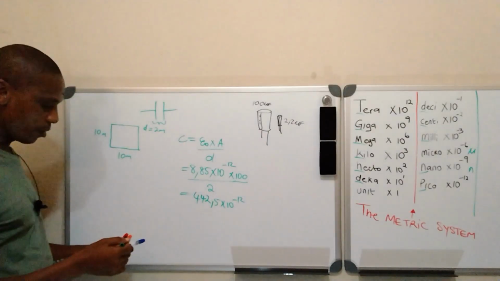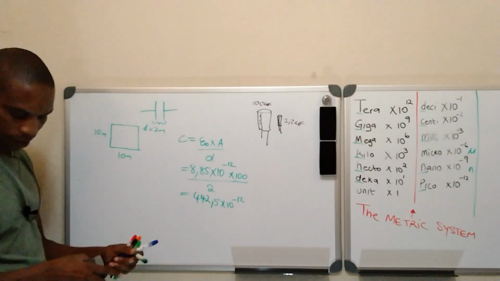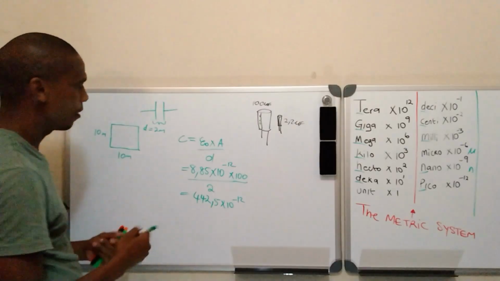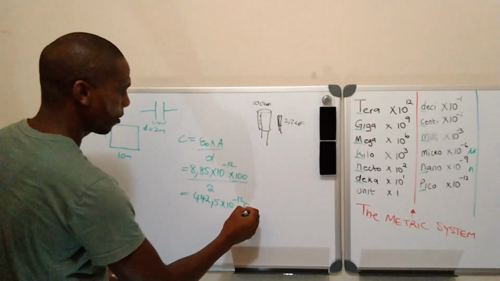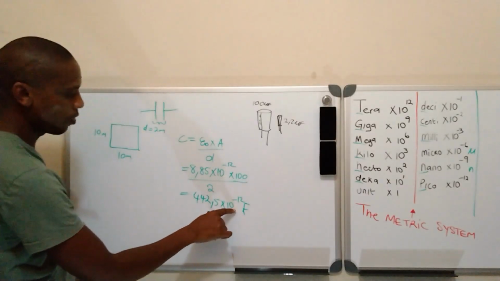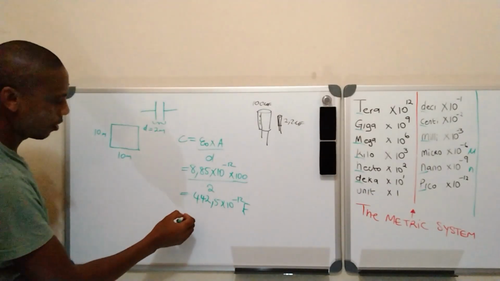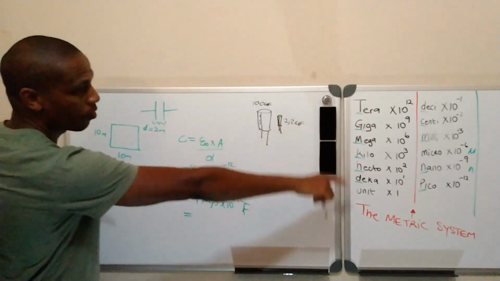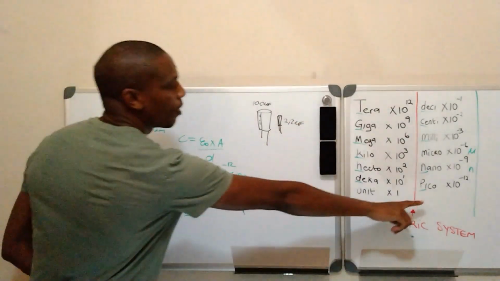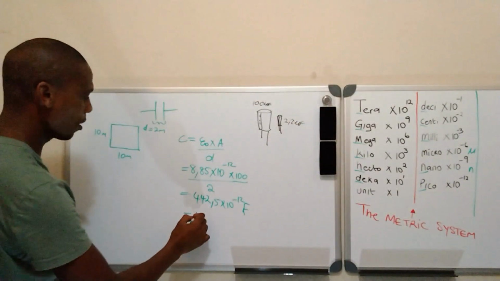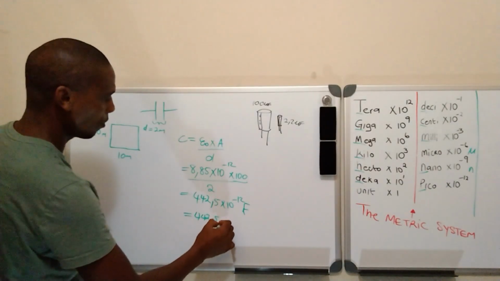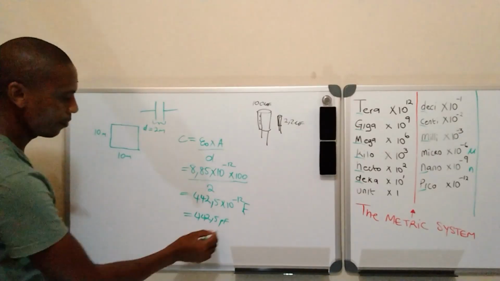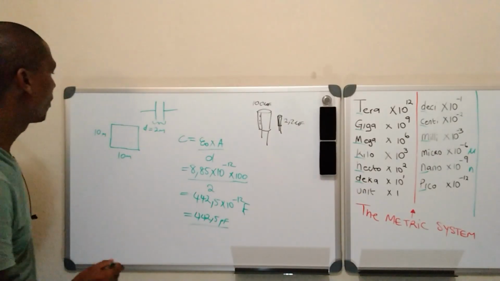What is the unit for capacitance? It's farad, right? But now the exponent for 10 is minus 12. What is minus 12 on the board? Pico. So we say it's 442.5 picofarad.